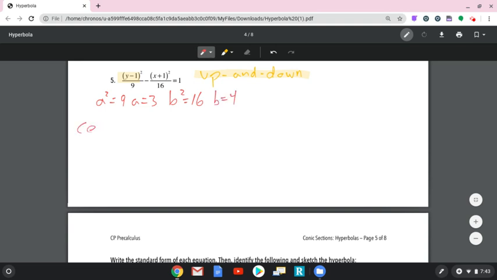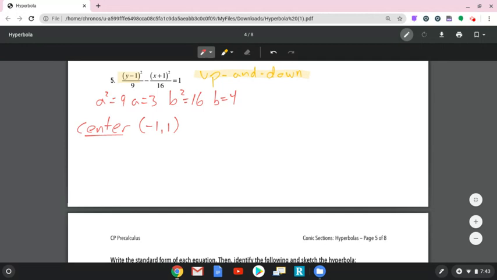If I think of my center as (h, k), h is always subtracted from x. What is subtracted from x here? Since I have an x plus 1, that means negative 1 is subtracted from x. I have a y minus 1. Positive 1 is being subtracted from y. That is my center, my (h, k).